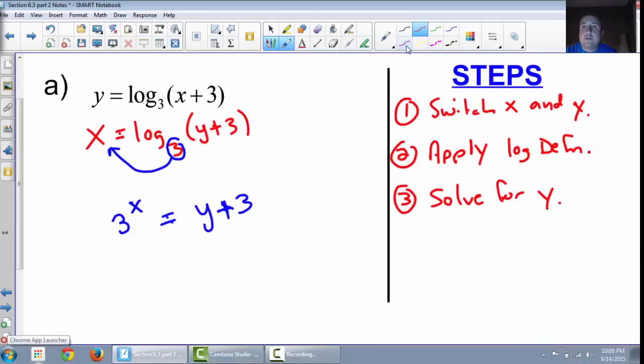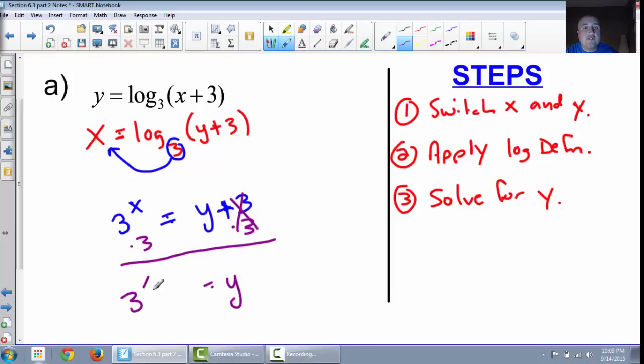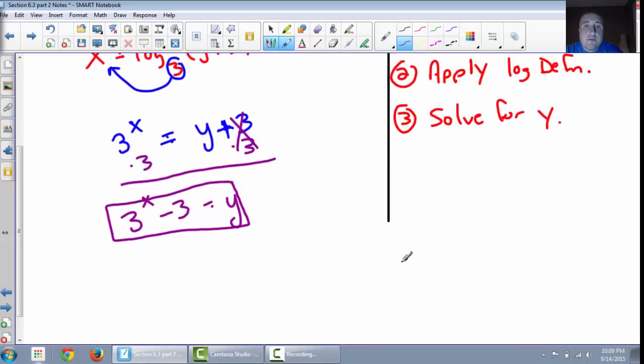We want to get this y by itself, so I'm going to subtract 3 from both sides, just like I would in Algebra 1. So the 3s go away, and I'm left with y equals 3 raised to the x minus 3. And there is our inverse equation. Okay, so that is how you find an inverse.